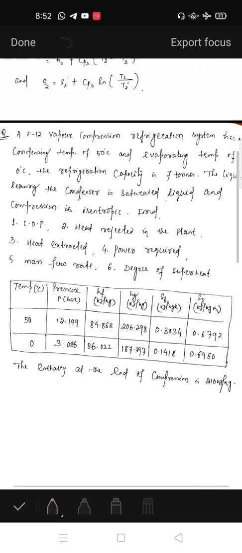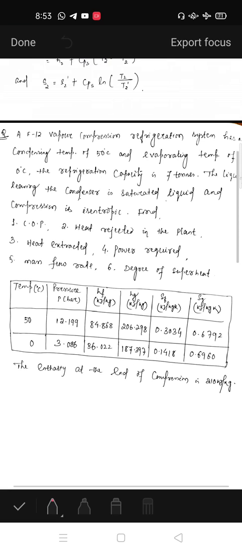Find the COP, heat rejected in the plant, heat extracted, power required, mass flow rate, and degree of superheat. You have to find all the quantities given in the question. A table is given in the question. Look at the table very carefully.